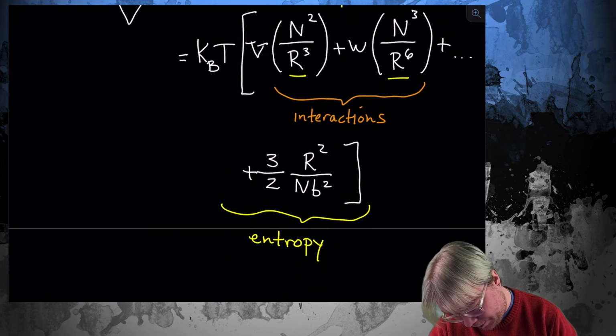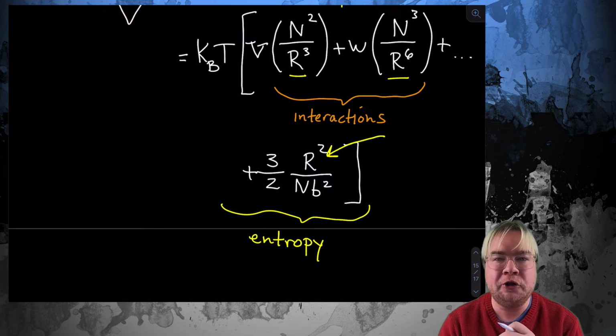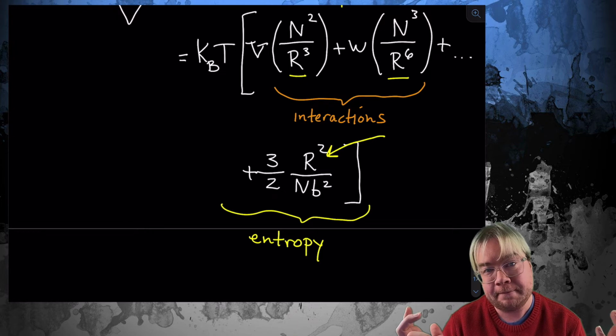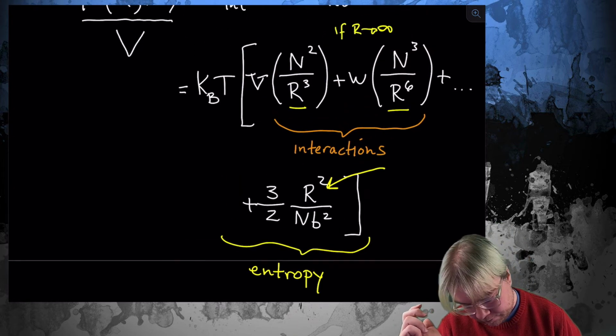Look at the entropic term. The R squared is in the numerator. So entropy is preferring a big chain. Big chain, big ball of entropy. So these terms are acting in opposition to each other.